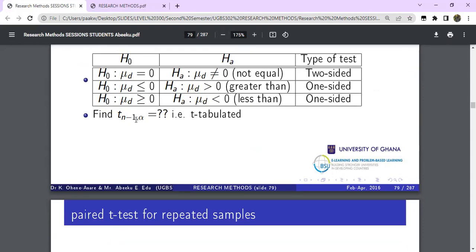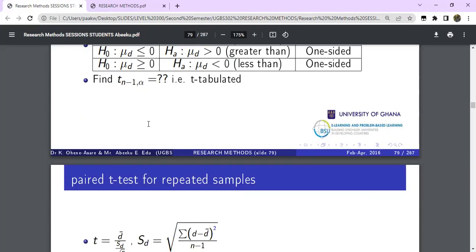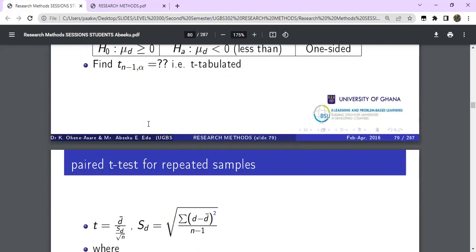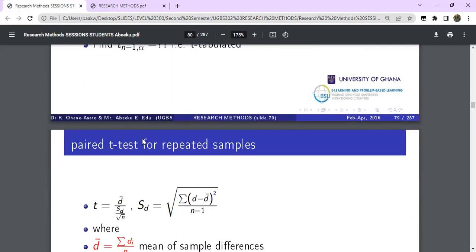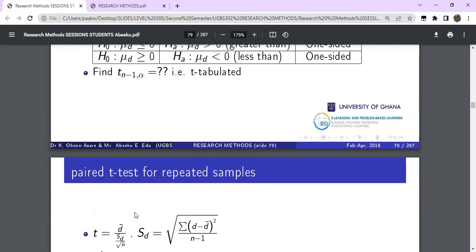With the degrees of freedom, you subtract 1 from the sample size. You match it with the alpha value. That will help you get your what? T critical, right? Okay. And we have a different formula for finding T computed. You get it? T computed.